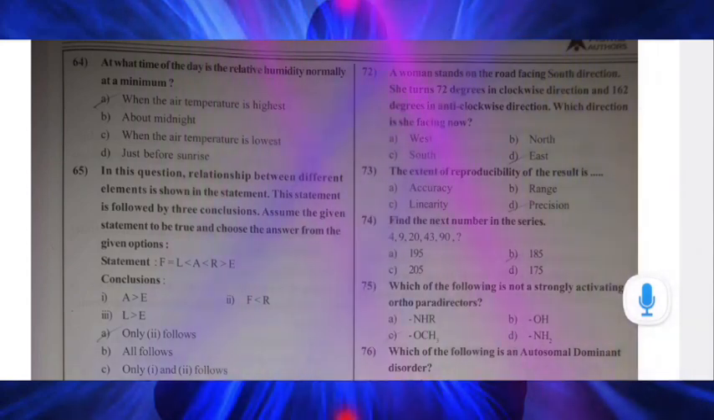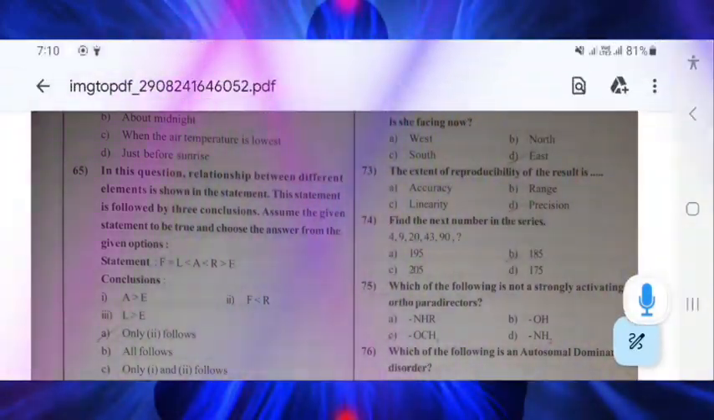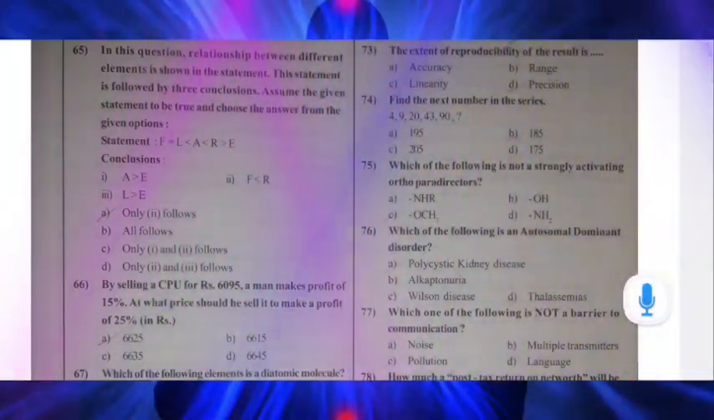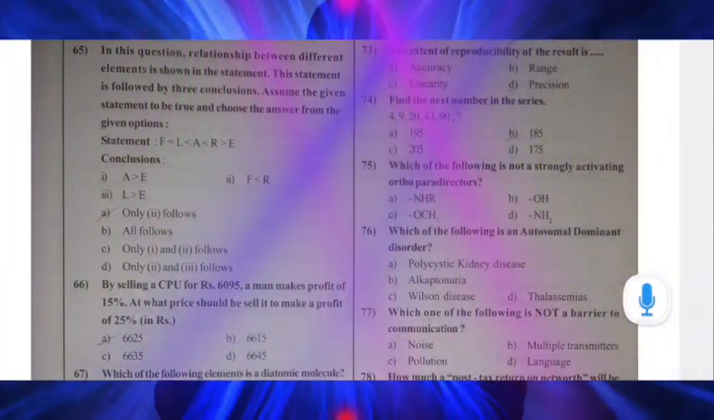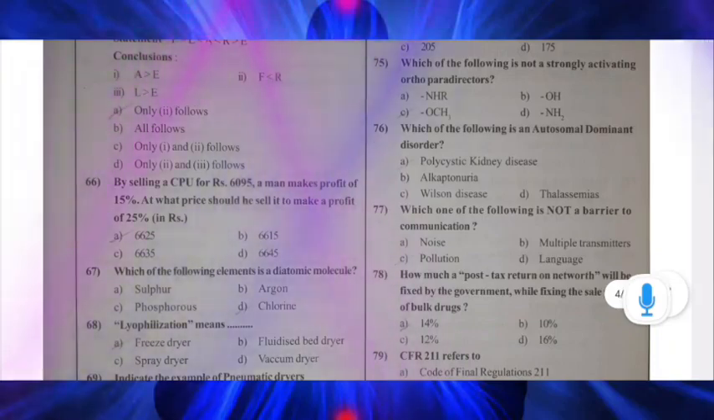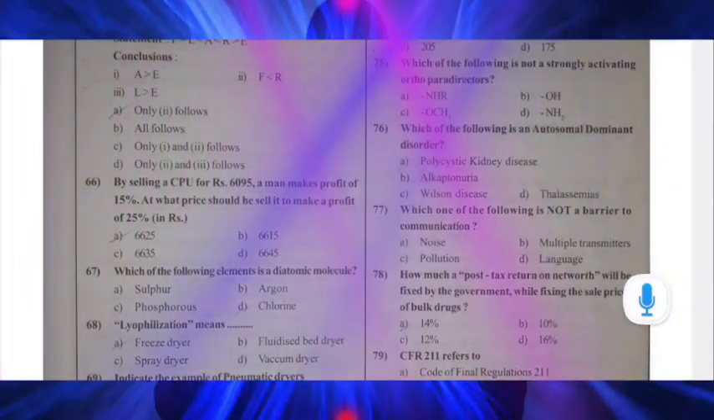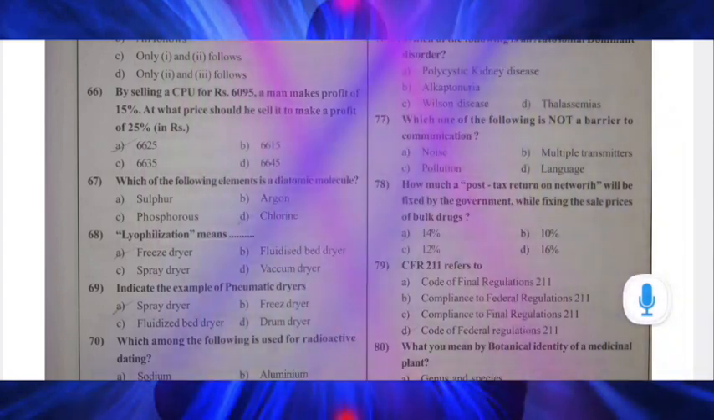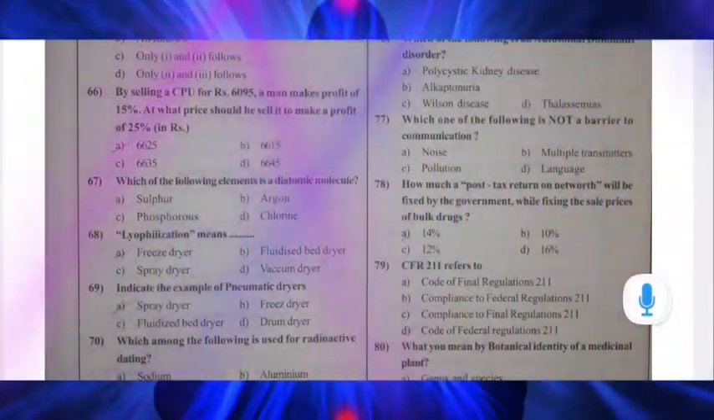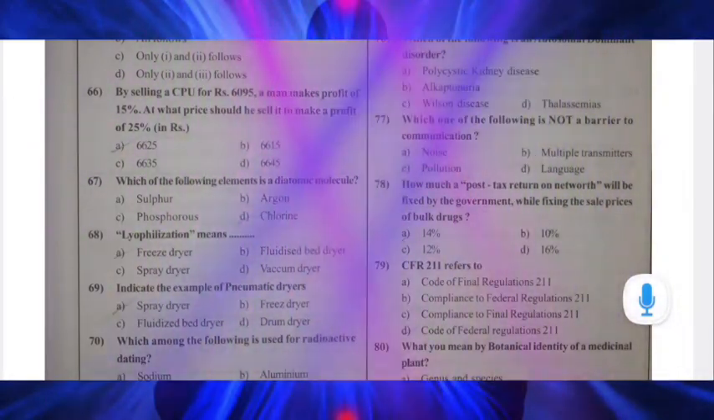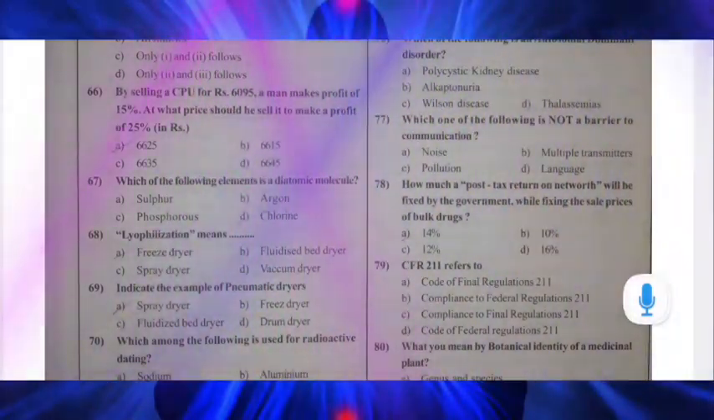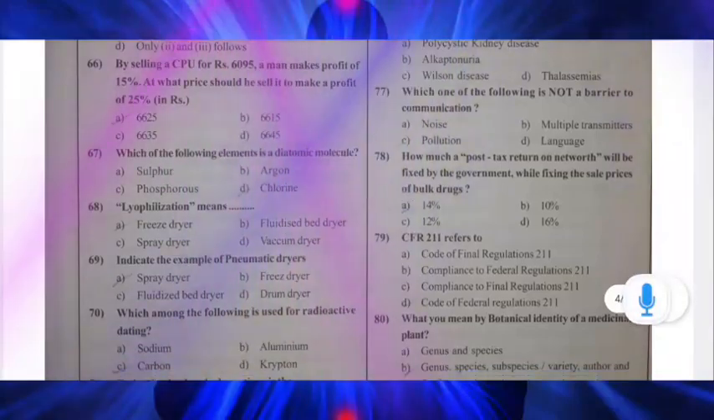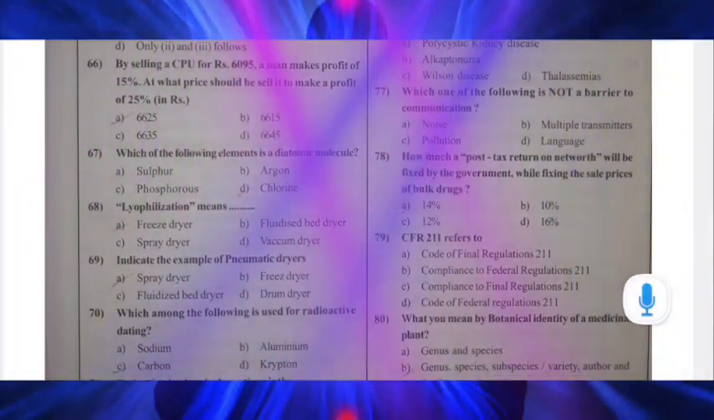Answer is precision. Find the next number in the series: 4, 9, 20, 43, 90, question mark, 185. Which of the following is not a strongly activating ortho-para director? Answer is OCH3. Which of the following is an autosomal dominant disorder? Polycystic kidney disease. Which one of the following is not a barrier in communication? Pollution. How much post-tax return on net worth will be fixed by the government while fixing the sale price of bulk drugs? 14%.